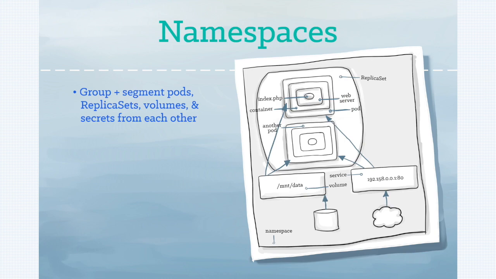A namespace functions as a grouping mechanism inside of Kubernetes. Services, pods, replica sets, and volumes can easily cooperate within a namespace. But the namespace provides a degree of isolation from the other parts of the cluster.